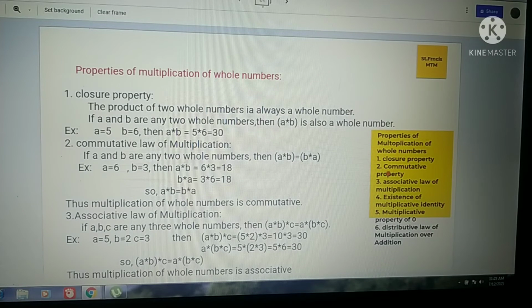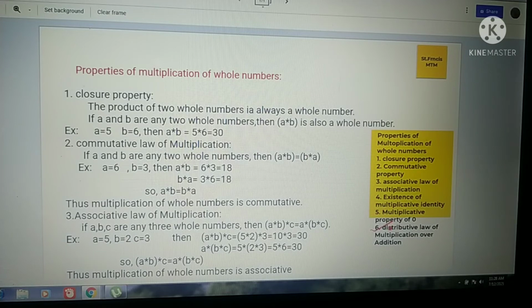See, first one is closure property. Second one is commutative property. Third one is associative law of multiplication. And fourth one is existence of multiplicative identity. So up to here is same. After that, multiplicative property of 0. What happens in the multiplication if you multiply with 0? That we will see here. That is also one property.